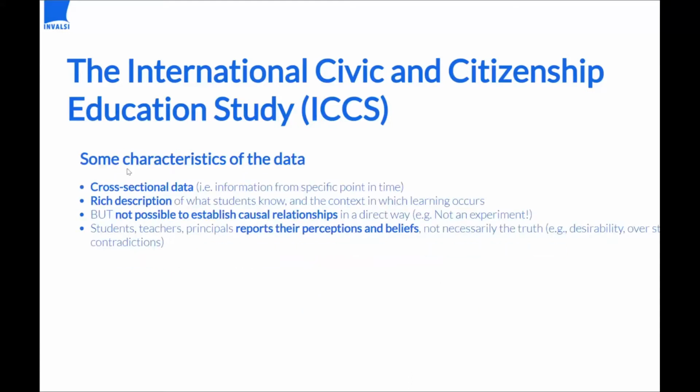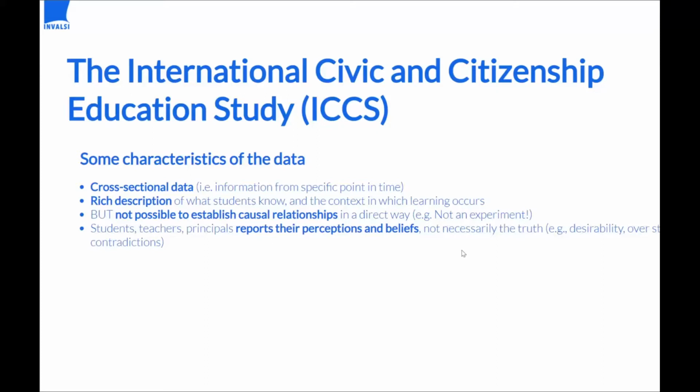And now I think this is the last slide. Some things we have to consider before we start analyzing data is that this is cross-sectional data, so this is from one specific point in time. We know what the context of learning was when the assessment was made, but we don't know what happened before, we don't know what will happen after, and things may change. So we have to consider that. For this reason, it's very difficult or practically impossible to establish causal relationships. However, we can have a very rich description of what students know and the context in which this learning occurs. As I said, you have 700 variables to describe this context.